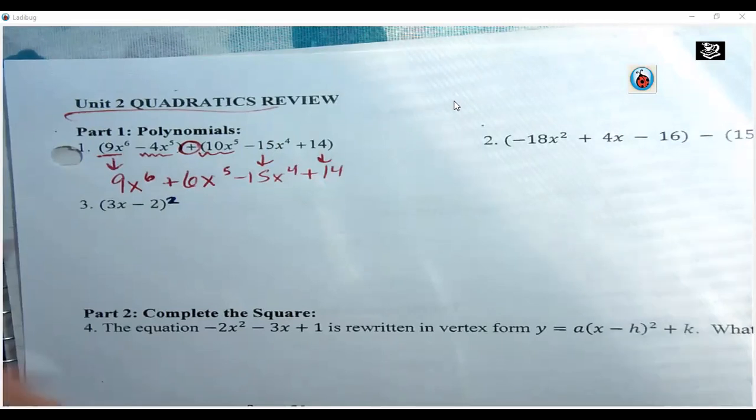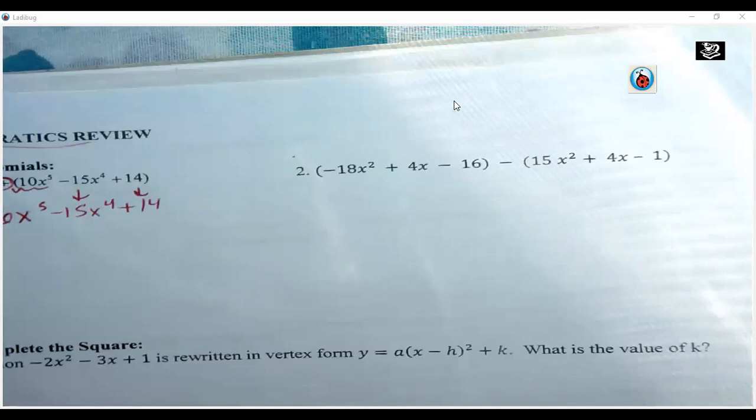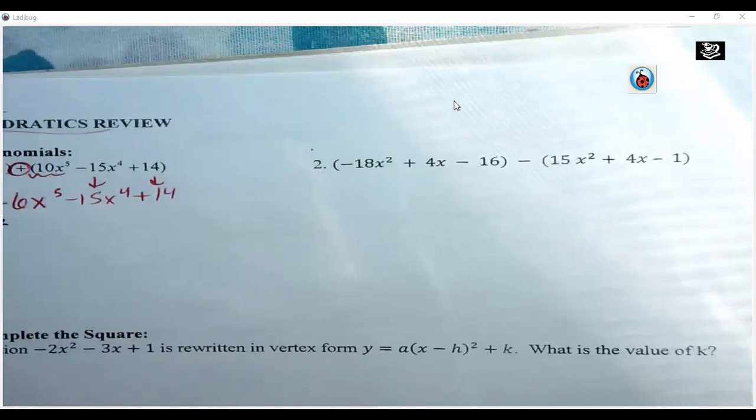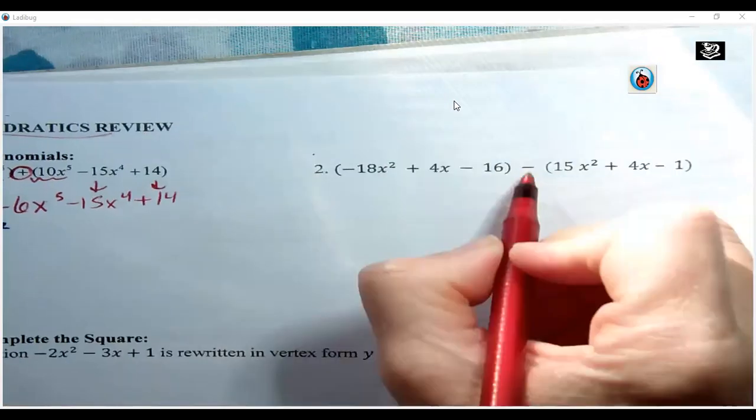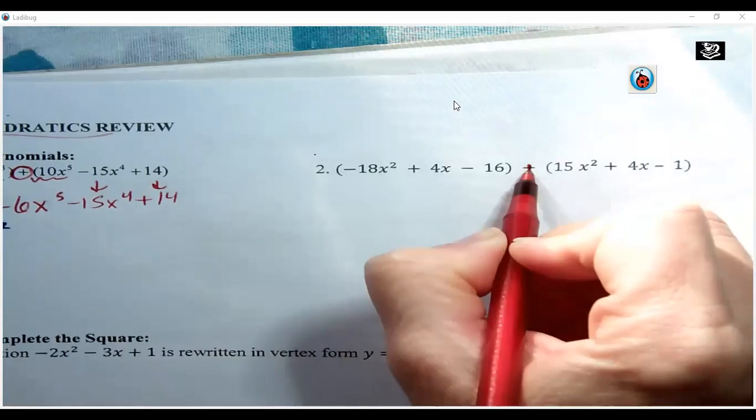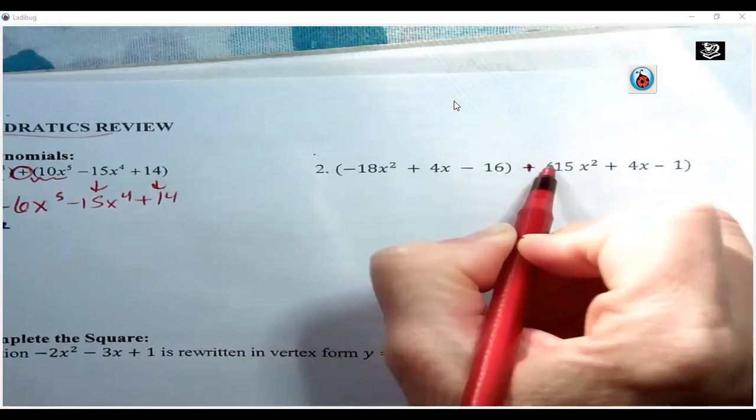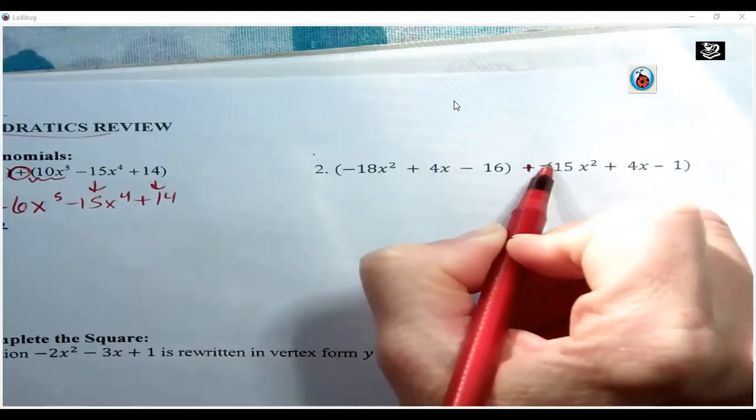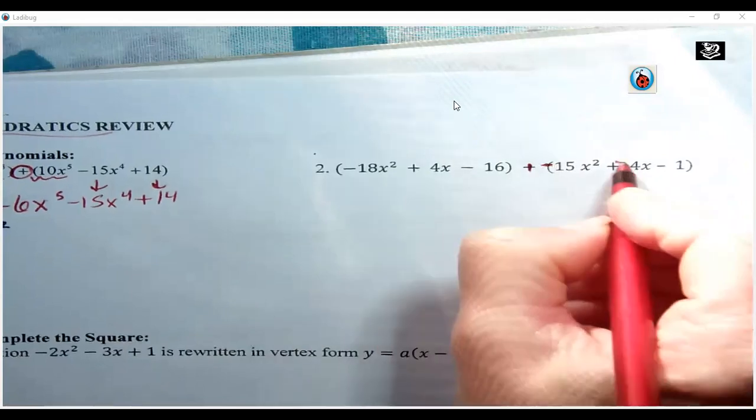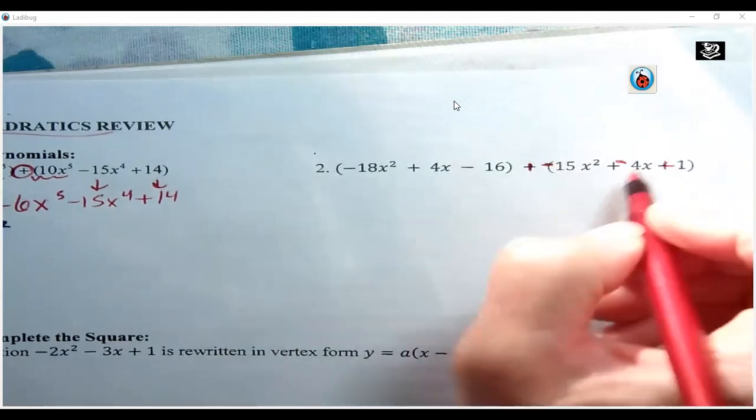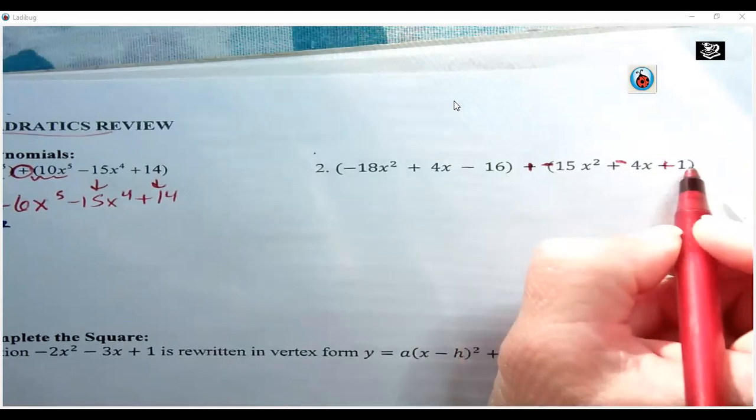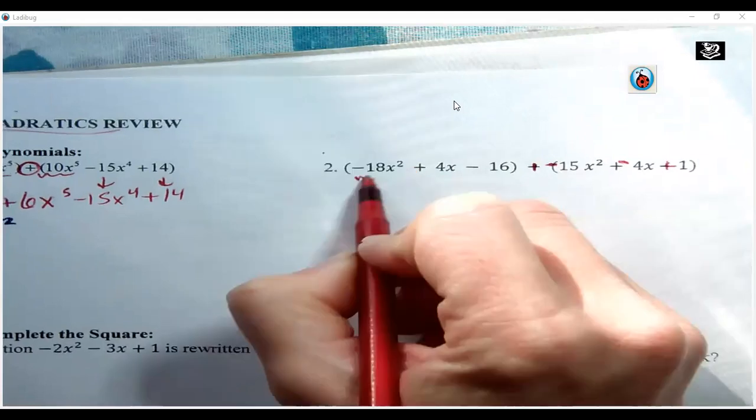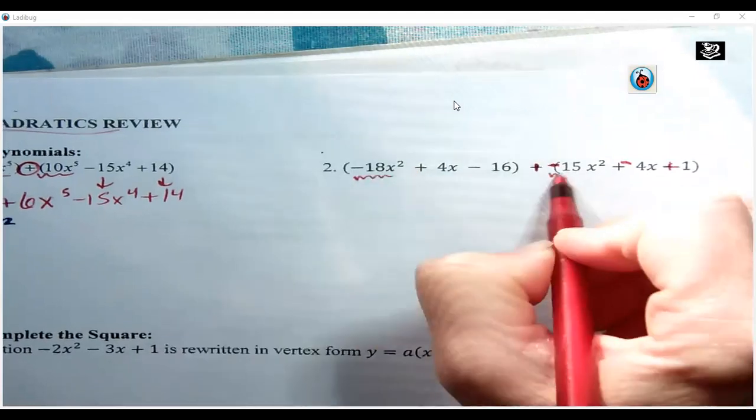All right, number 2, what are we doing on number 2? Subtracting. And remember, when you're subtracting, you have to change all your signs. So this becomes a plus. The 15, this is a mistake a lot of people make. They forget to change the 15 to a negative, 4 to a negative, 1 to a positive. So you change everything to the right. Change the signs. So negative 18 and negative 15.